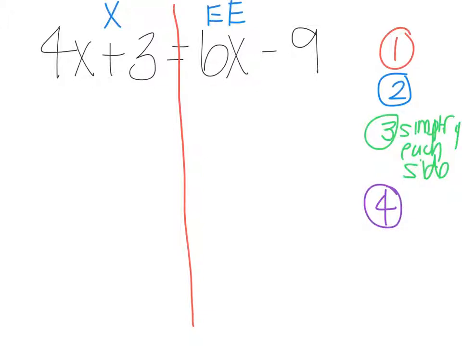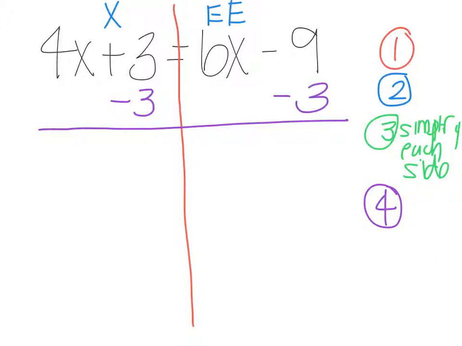So we need to figure out what's in the wrong places. When we look at this left side, everything over here should have an X, so that tells us this 3 needs to move. To get rid of that 3, I'm going to do the opposite of adding 3, which is subtracting 3. And the rule in math is if you do something to one side, you have to do it to the other side. So if I minus 3 on the left, I've got a minus 3 over here. Well, I can't minus 3 from 6x, so that won't help me, but I can minus 3 from negative 9, so I'm going to put it there.